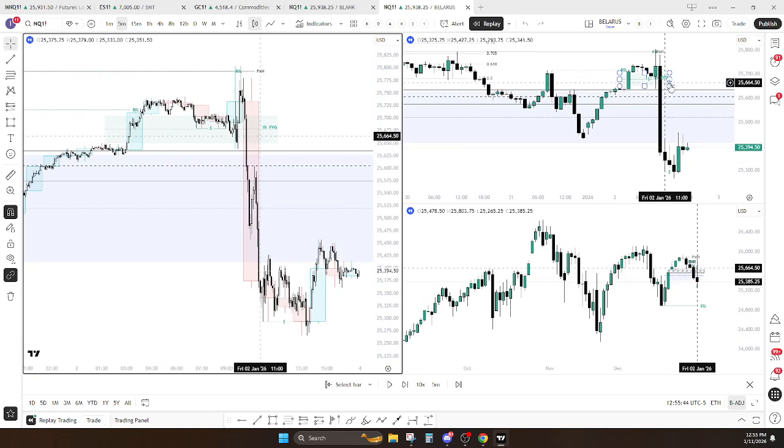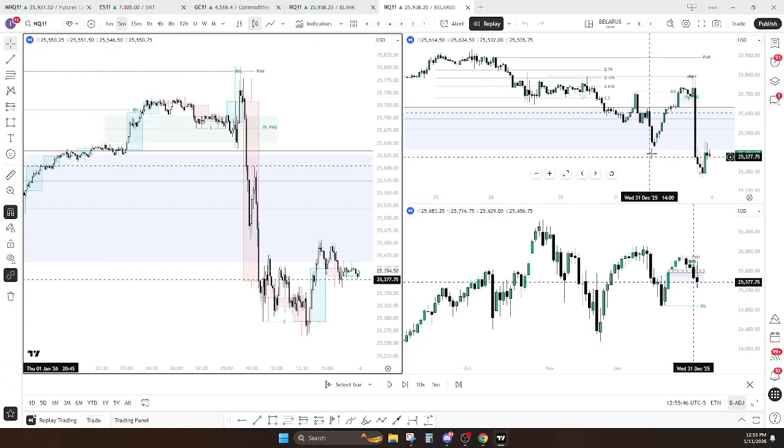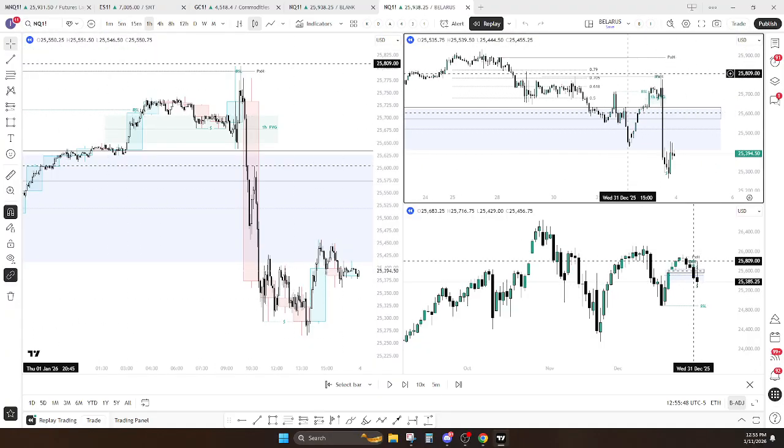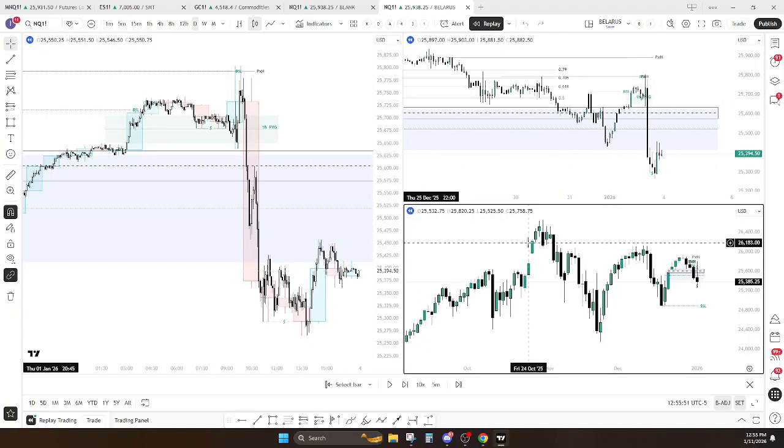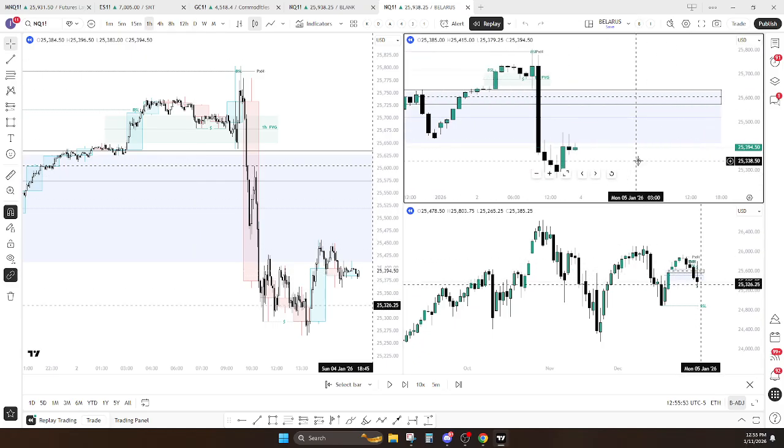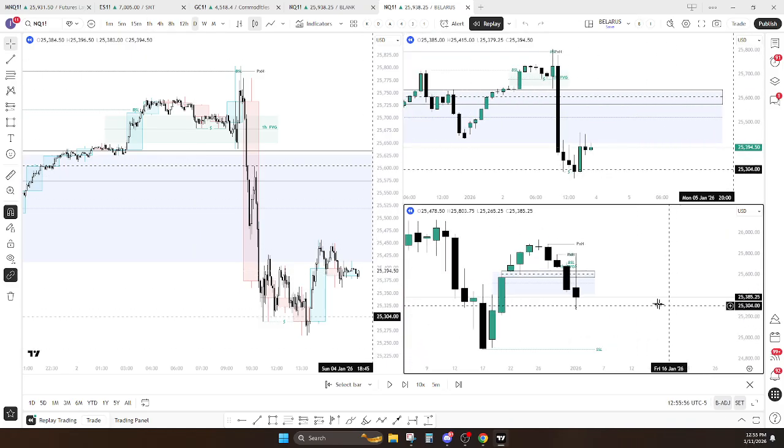Okay, so now our daily and our 1 hour is matched to where we are in price. And we're all on continuous, so it's good to go.